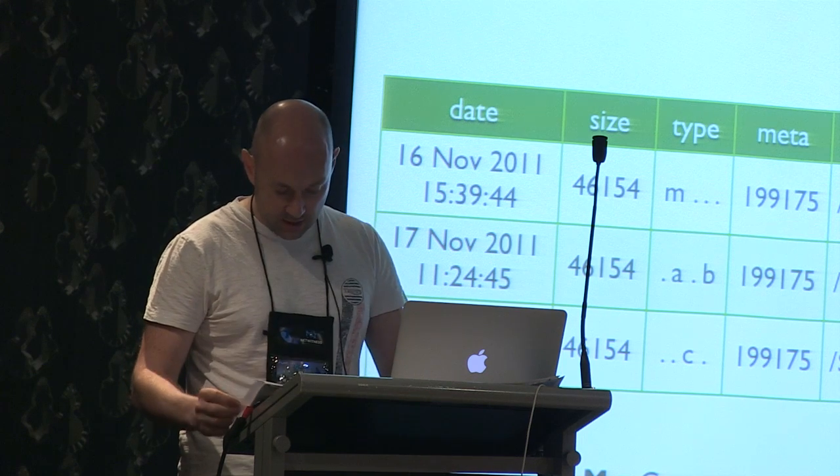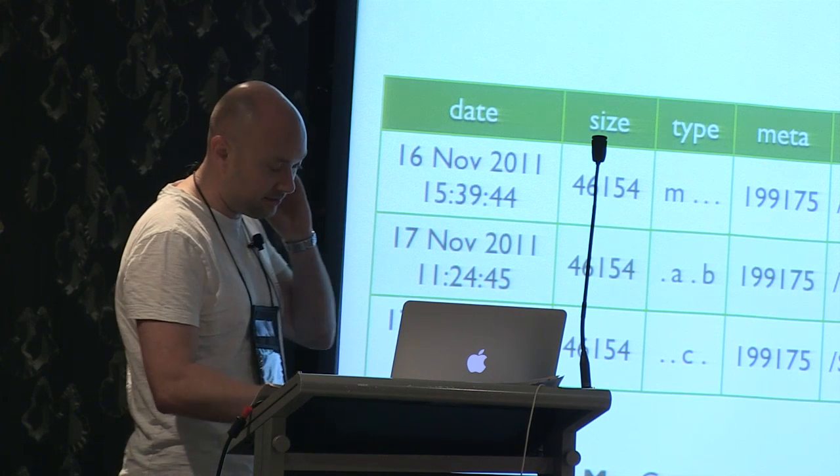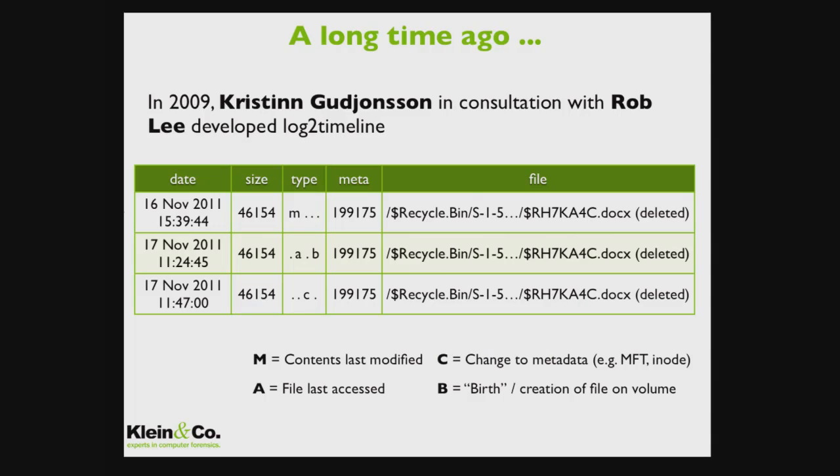So in 2009, a chap called Christian Gudjonsson, and I hope I've pronounced that right, in consultation with Rob Lee from SANS Institute. Rob runs the computer forensics stream at SANS. They got together and talked about what Christian could do for his SANS Gold paper in forensics. They came up with the idea of writing a tool that would extend timeline analysis capabilities. And Christian, being a skilled programmer as well, developed a tool called Log to Timeline. I'm going to be showing you what that does a little later.